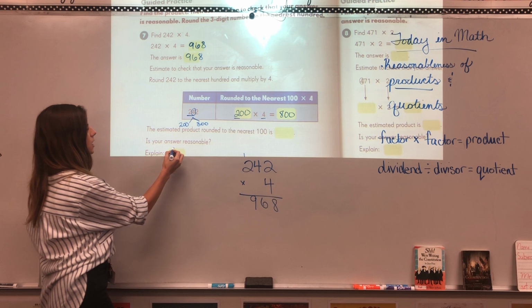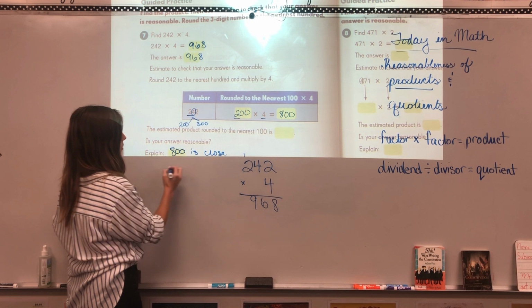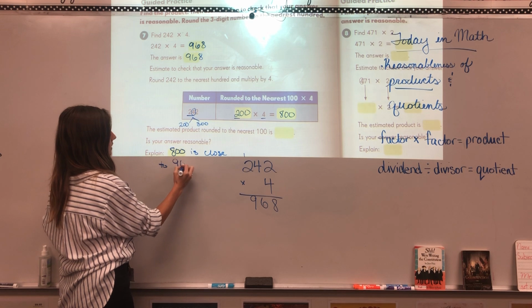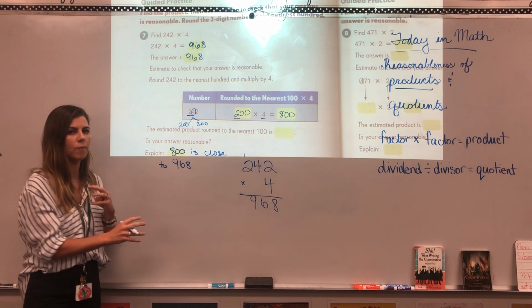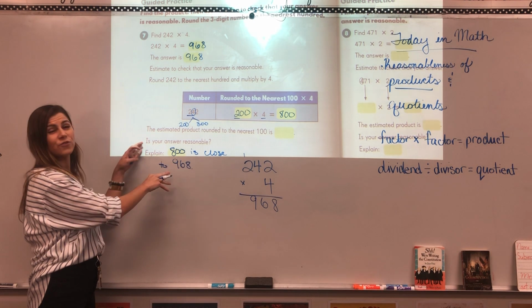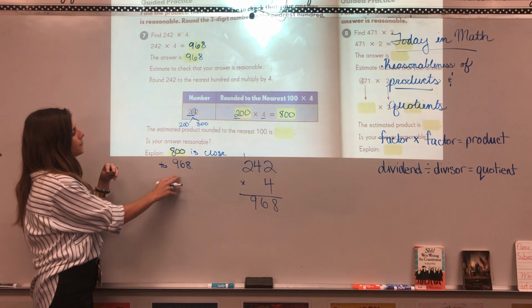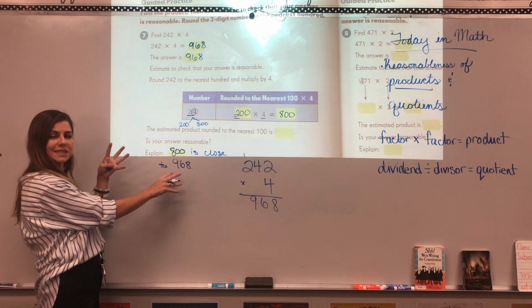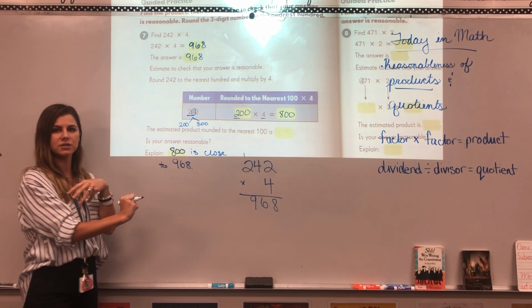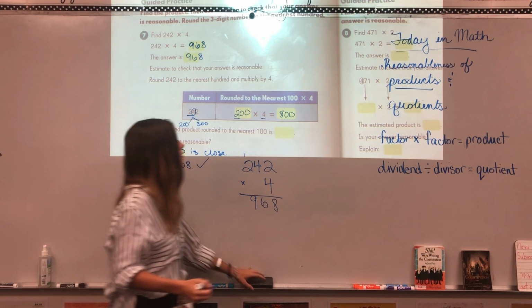Yes, because 800 is close to 968. Remember what I said, how products, the answers to multiplication problems, are going to be a little bit further off because we're dealing with bigger numbers and we're multiplying. But still, they're only about 168 off, so they're close. So we would say, yes, our answer is reasonable.